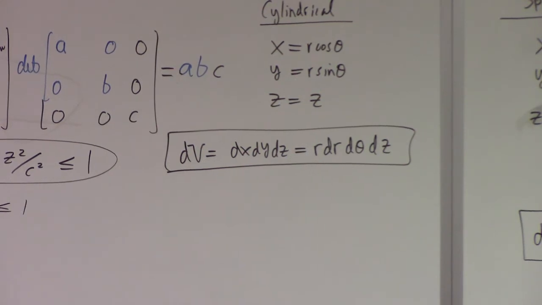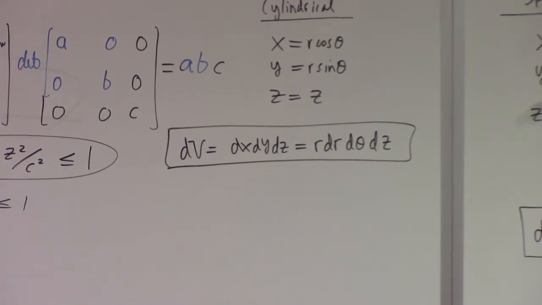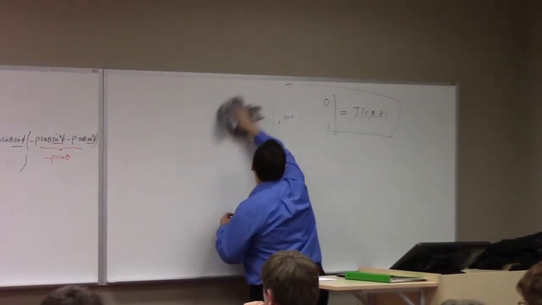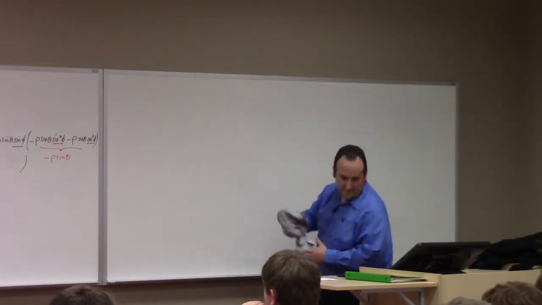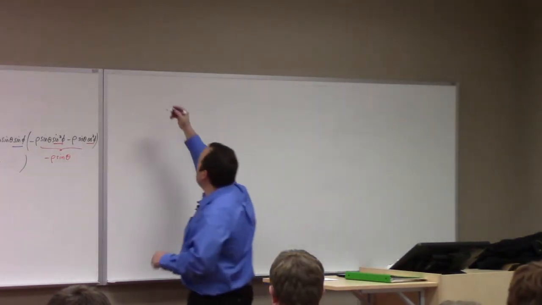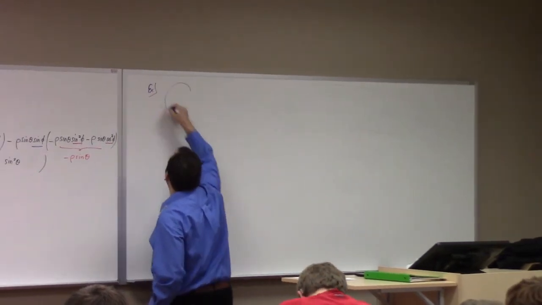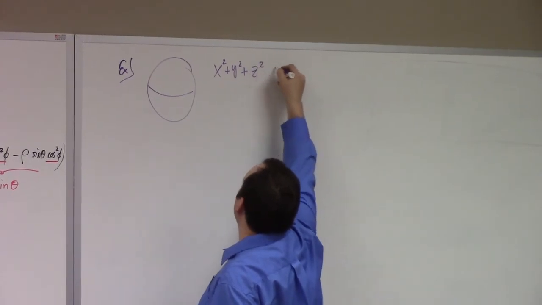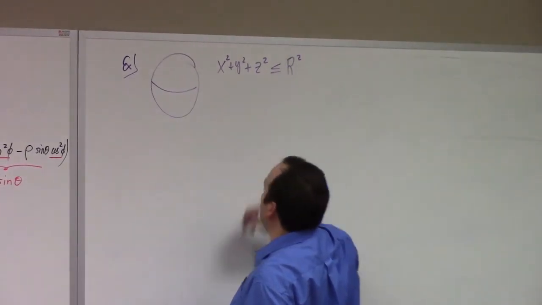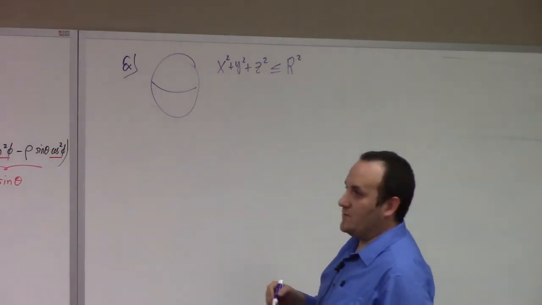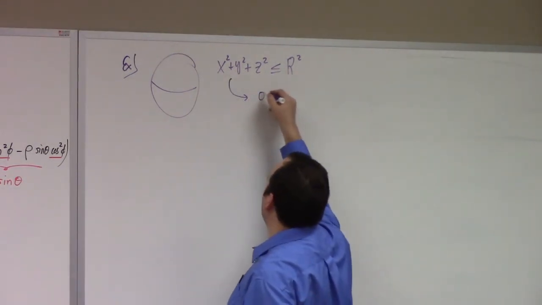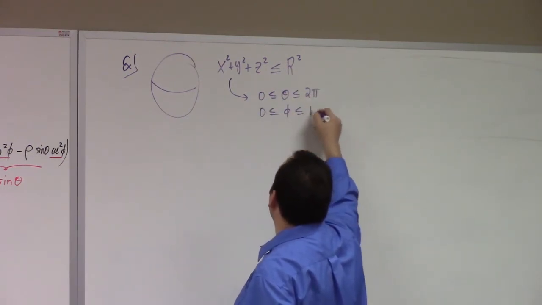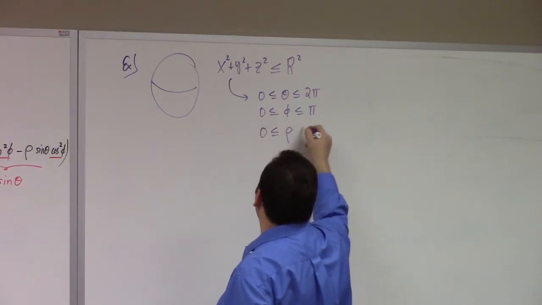All right, now let us go back to the problem of calculating the volume of a sphere and dispatch it like the silly little punk that it is. All right, so here it is. Example: x squared plus y squared plus z squared less than or equal to r squared. How do you rewrite this in terms of spherical coordinates? 0 less than or equal to theta less than or equal to 2 pi. 0 less than or equal to phi less than or equal to pi. 0 less than or equal to rho less than or equal to r.